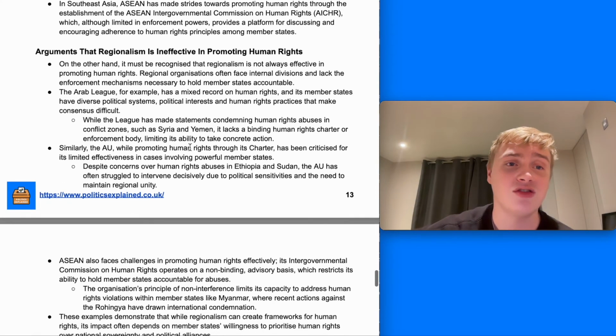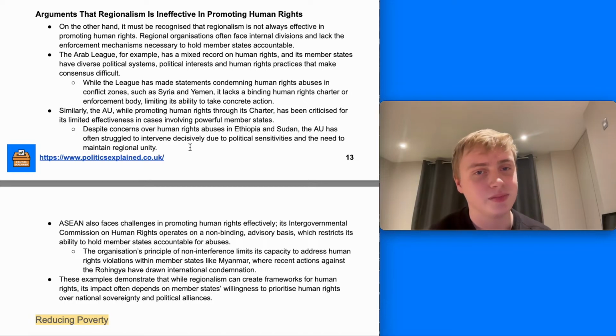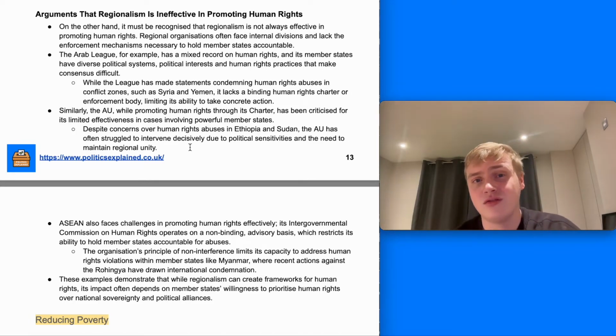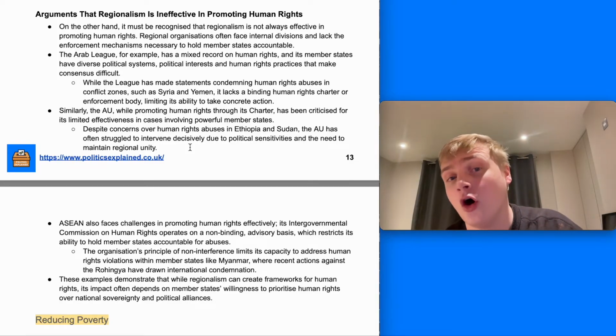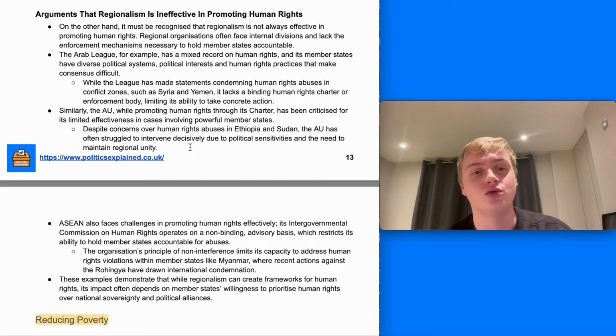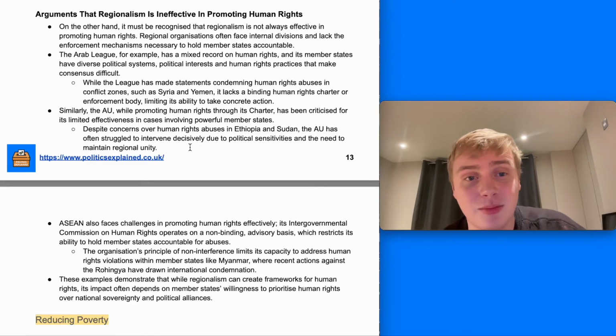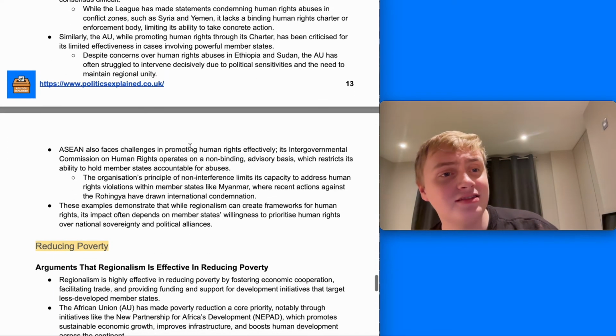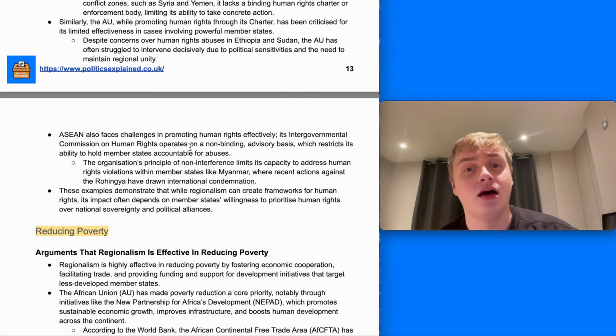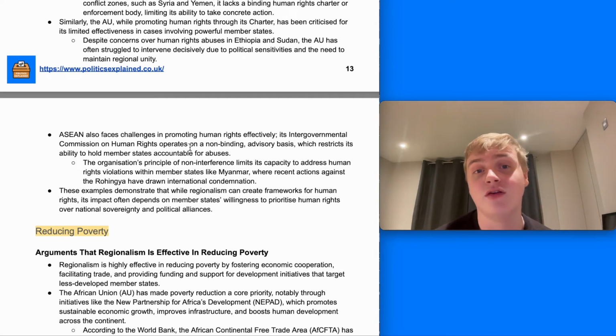On the other hand, though, there's arguments that regionalism is ineffective in promoting human rights, as they often face internal divisions and the lack of enforcement mechanisms necessary to hold member states accountable, particularly for these intergovernmental institutions. So while the Arab League has made statements condemning human rights abuses in conflict zones such as Syria and Yemen, it lacks a binding human rights charter, which limits its ability to take concrete action. So it might have a lot of dialogue and a lot of rhetoric, but does it actually have an impact? Potentially no. Similarly, the AU has been criticised for its limited effectiveness in cases involving powerful member states.